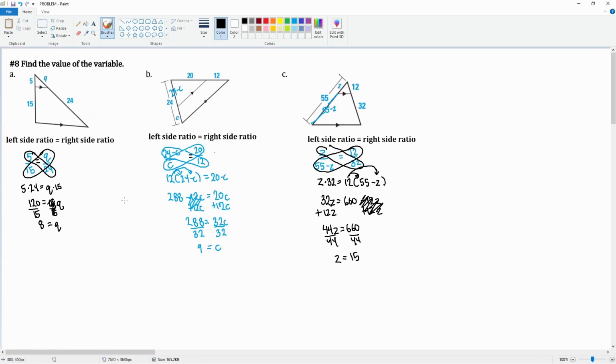Notice, to approach this problem, we set up the proportion of the left side ratio segment is equal to the right side ratio segment.